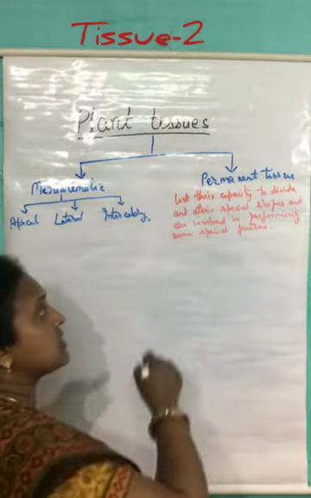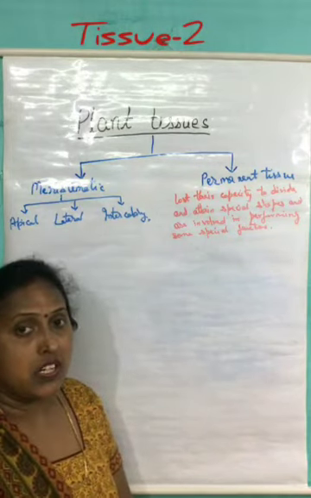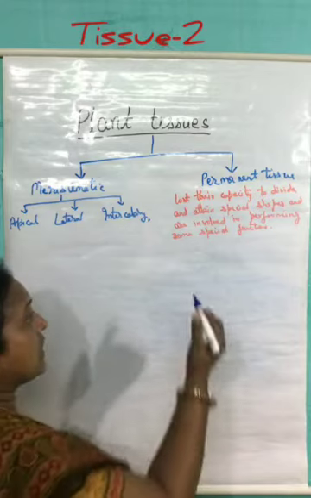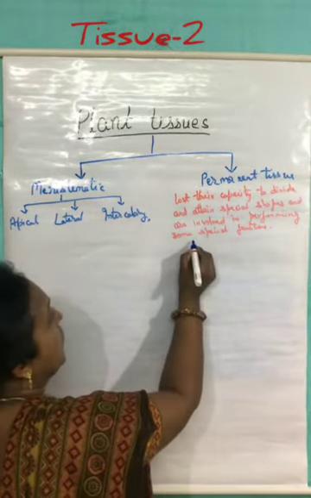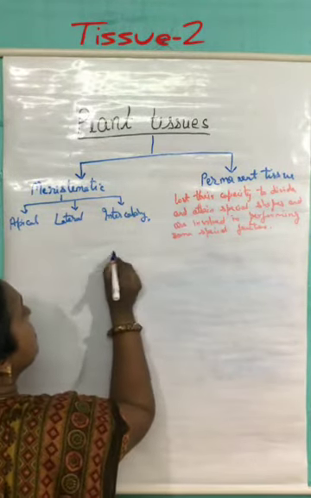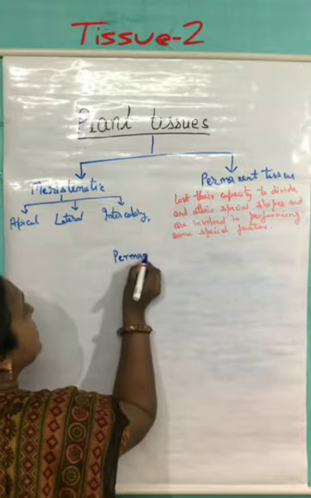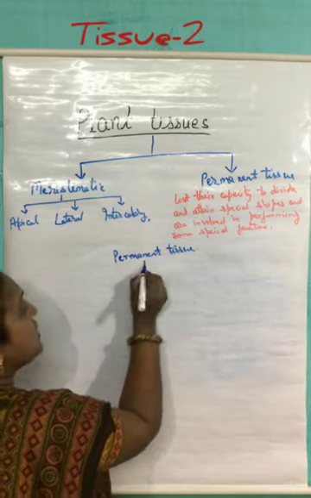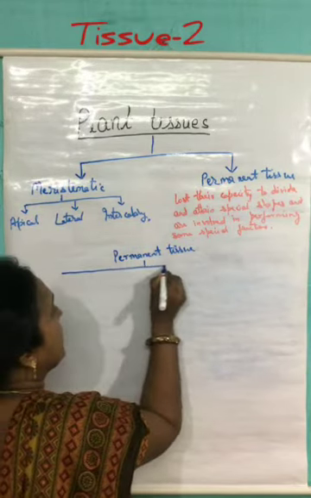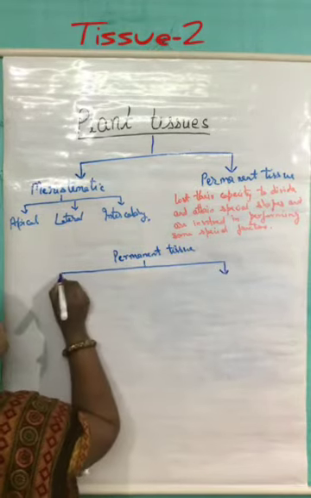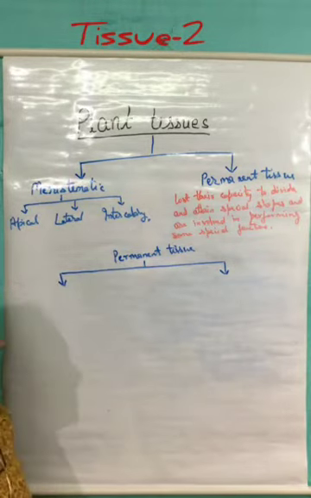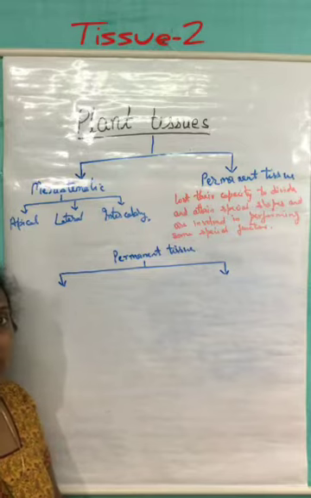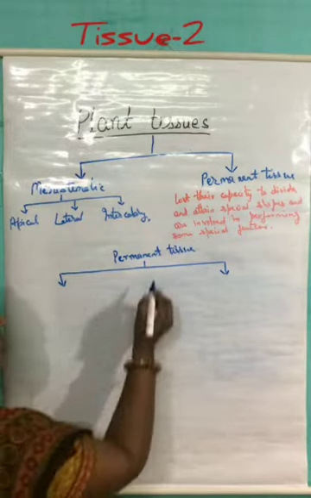Now we have already discussed the permanent tissue. Now we will start the classification of permanent tissue. The permanent tissues can further be classified into two types. The classification of the permanent tissue is done on the basis of the type of cells from which they are made up.